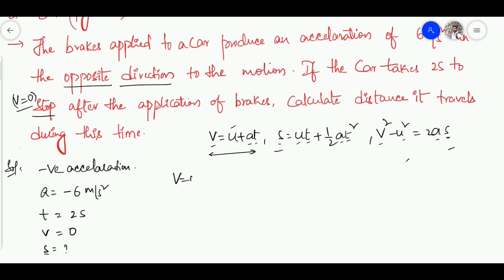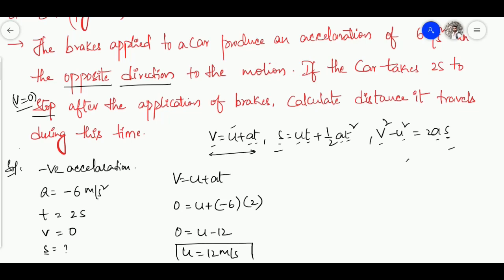Let's do that. V is equal to u plus at. Final velocity is 0 equal to u plus a is minus 6 and the time taken is 2 seconds. 0 equal to u minus 12. U is equal to 12 meter per second since it is a velocity. So I got the value of u. So I can pick up any of these two equations to find the distance. Let's take this equation first. S is equal to ut plus half at square. I want to just plug in the values directly.